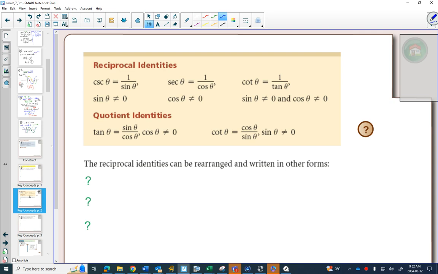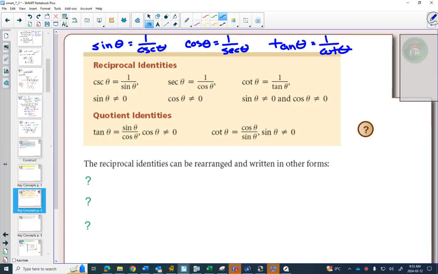So in addition to the ones that are written here, you can change cosecant theta to 1 over sine of theta if you want to. You can also change sine of theta to 1 over cosecant theta. If secant theta is 1 over cos theta, that means cos of theta is 1 over secant theta. And if cotangent of theta is 1 over tan, then we can also say that tangent of theta is 1 over cotangent theta.